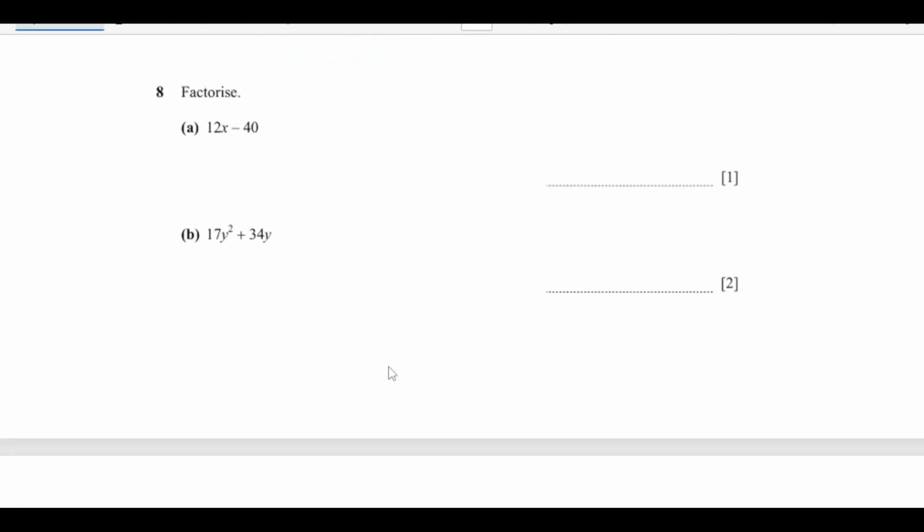We have a question on factorization. So factors, we always see how many terms we have. 2 terms here, we always take out the common factor. First of all, we will look at the numbers. We have 12 and 40, both are even numbers. So both are multiples of 4. 4 can be taken out, and there is no other variable. We have x here, there is nothing here, so only 4 will go out. 4 times 3x minus 10. So 4 into 3x minus 10.